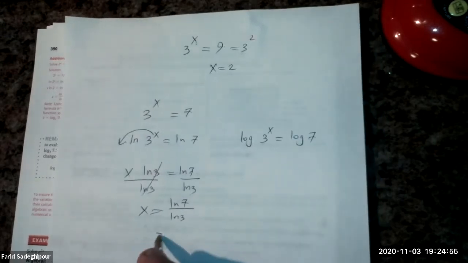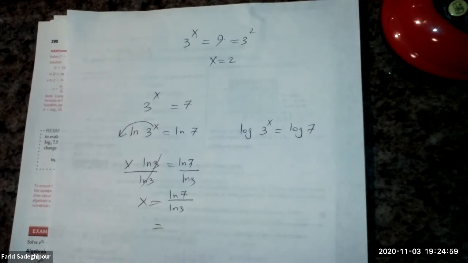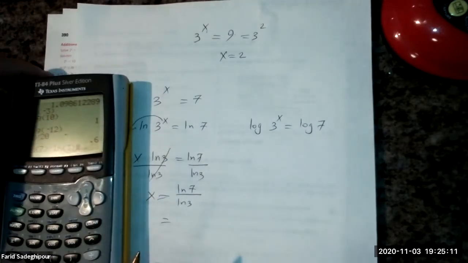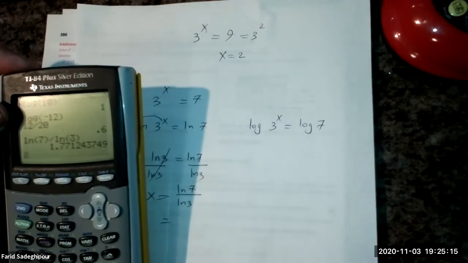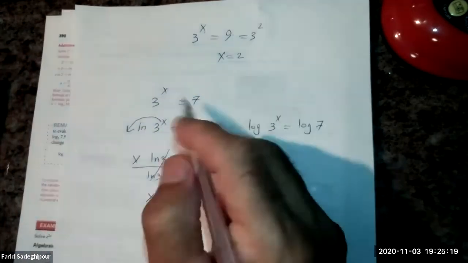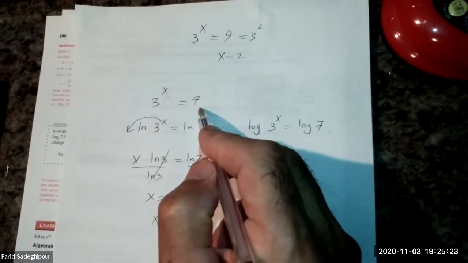So you go on your calculator, you find natural log of 7 and divide by natural log of 3. You get 1.77, okay? That's why you couldn't find it by inspection. 3 to the power of 1.77 almost gives you 7.